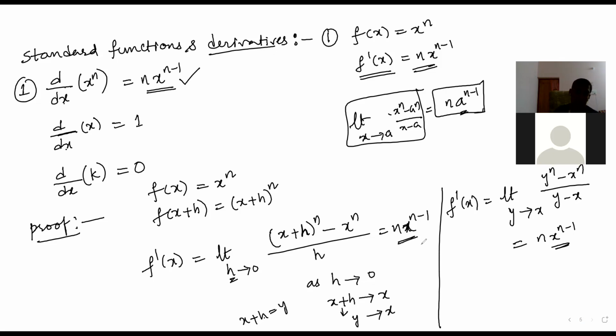And here 1 means what? If you take x plus h minus x by h, whole to the power of n is not there, then h by h you get, which is 1. If you see this proof, okay.